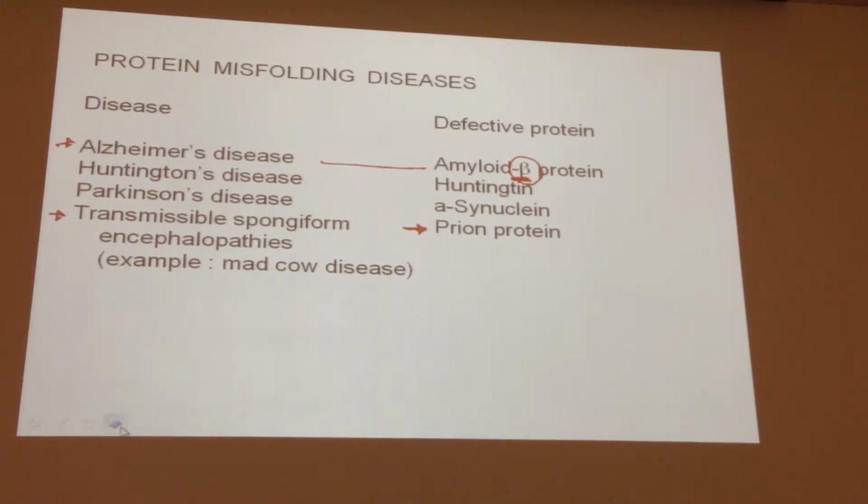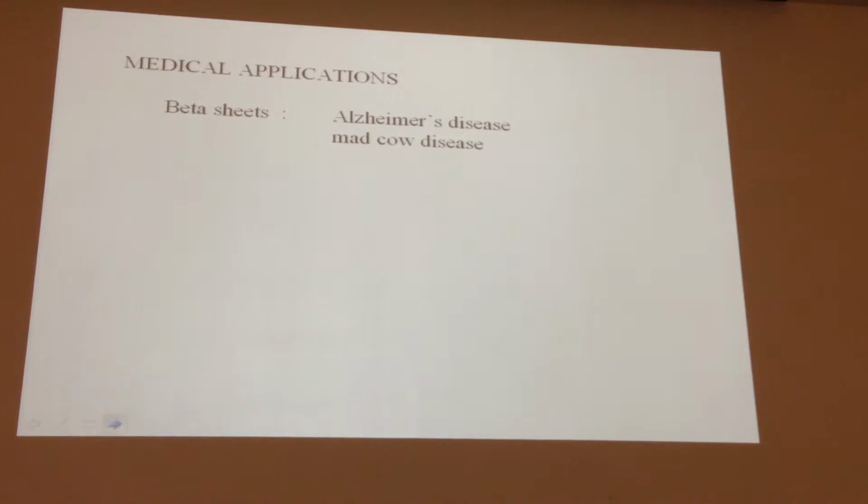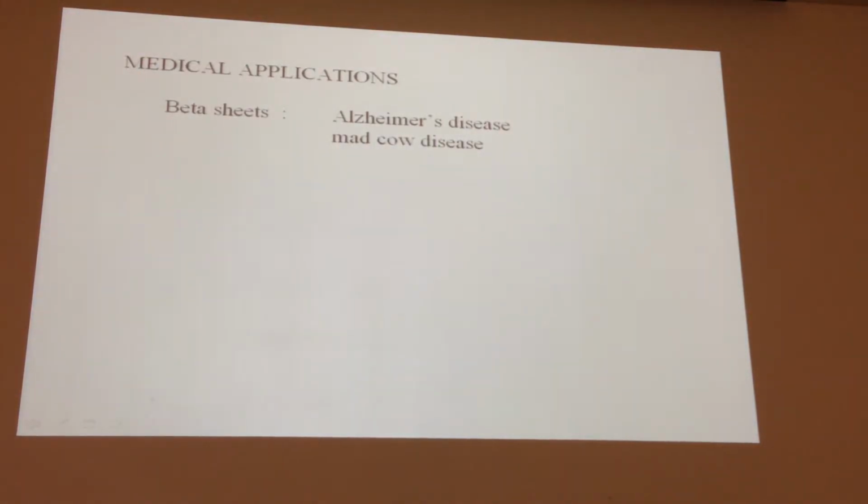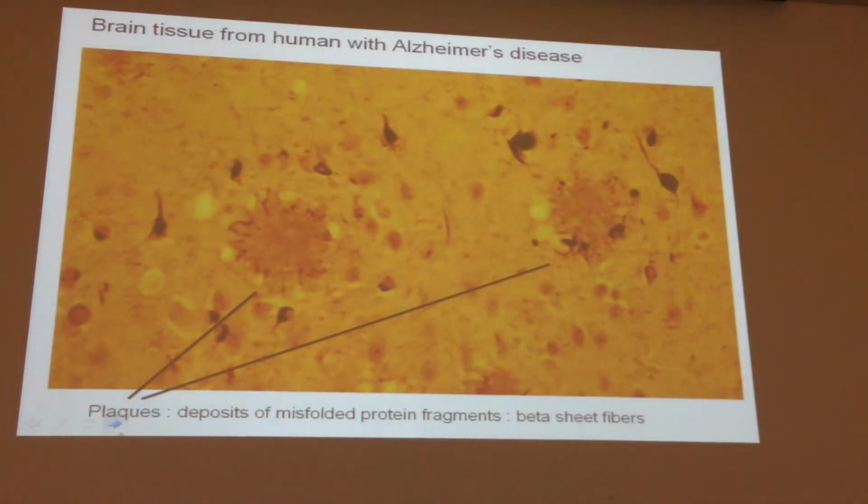So let's begin with Alzheimer's disease. Both of these involve beta sheets. And folding that creates beta sheets that we don't want.